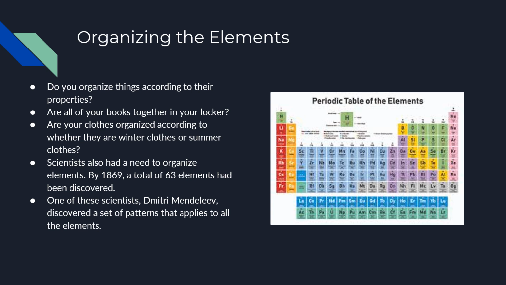All right, so all of this brings us to how the periodic table is organized. Do you organize things according to their properties? Are all of your books together in your locker? Are your clothes organized according to whether they are winter clothes or summer clothes? Scientists also had a need to organize elements. By 1869, a total of 63 elements had been discovered. One of these scientists, Dmitri Mendeleev, discovered a set of patterns that applies to all elements.